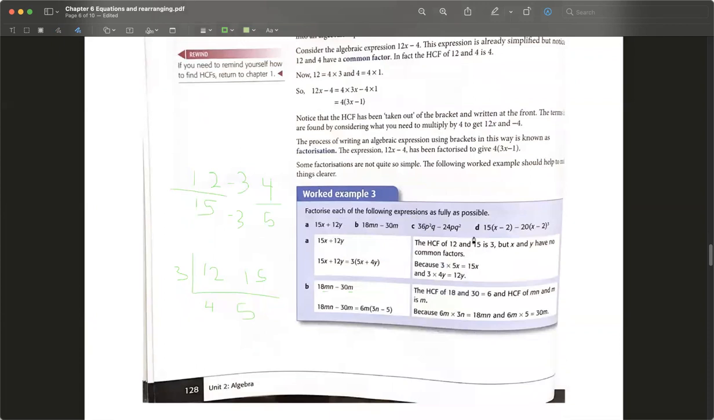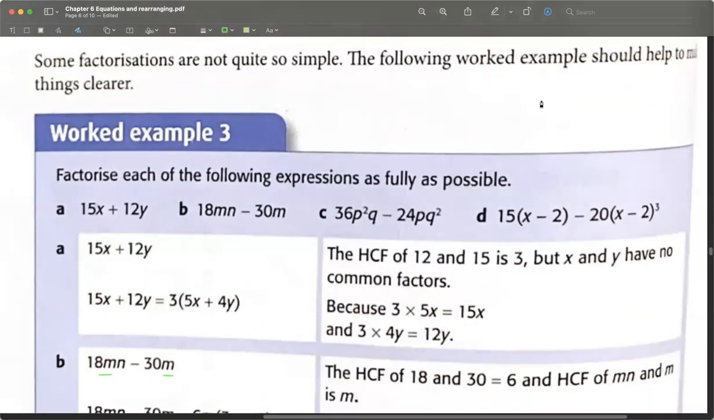Then look at C here. Look at what is common. Again, you type it in your calculator, 24 over 36, small one over the big one, you'll get 2 over 3, divided by 12. So I know that my highest common factor is 12. So I write 12 outside first. Then let's see what is the same. P and P squared, so you can take out 1P. Q has 1 here, Q has 2 here, so I take out 1Q. So I'm left with 3.